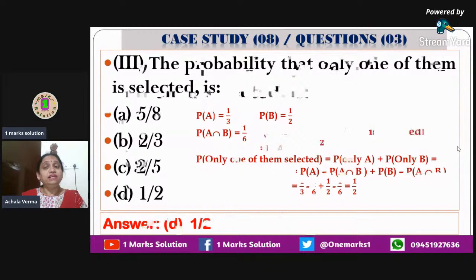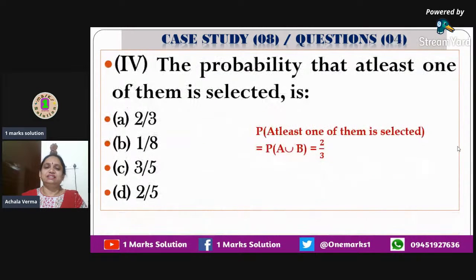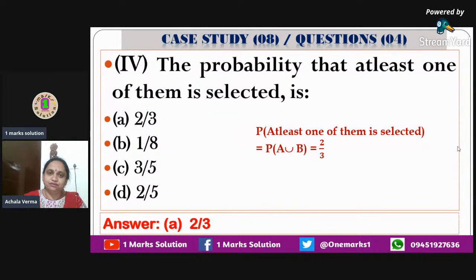Next, the probability that at least one of them is selected. Obviously, this is the union and we have already calculated it. Hence, we can directly answer that option A is our right option.